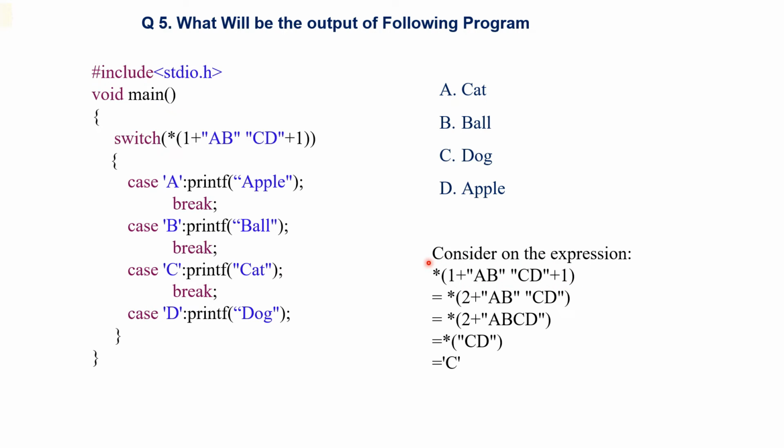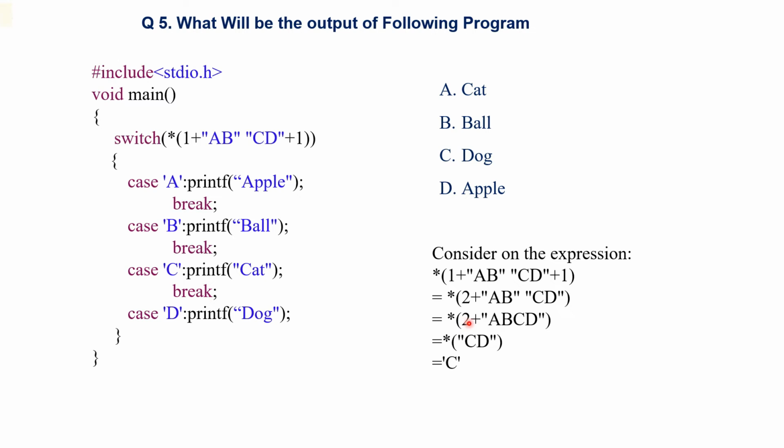While evaluating this expression, firstly the brackets will be solved. So while executing this bracket, firstly this 1 plus 1 will be done. Hence the new expression after evaluating 1 plus 1 is 2 + "AB" "CD". After that, these two strings will be joined to form a new string "ABCD". So now the expression becomes 2 + "ABCD".